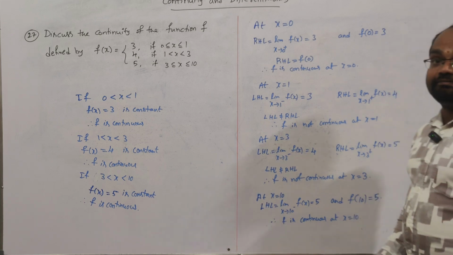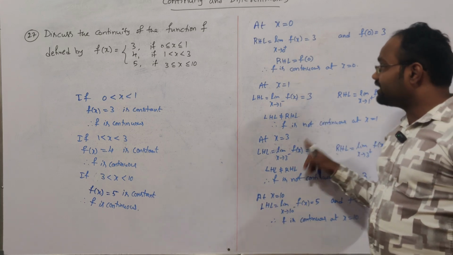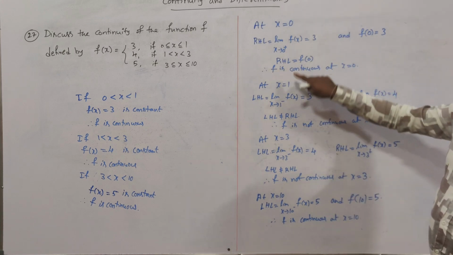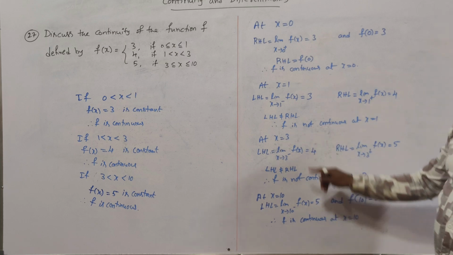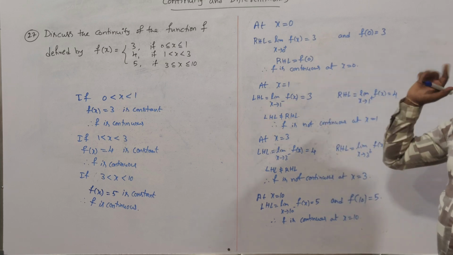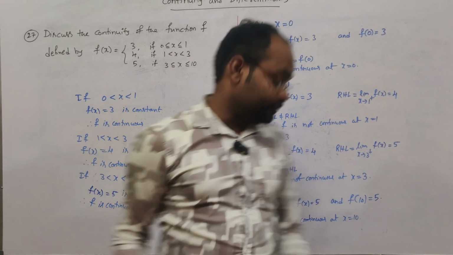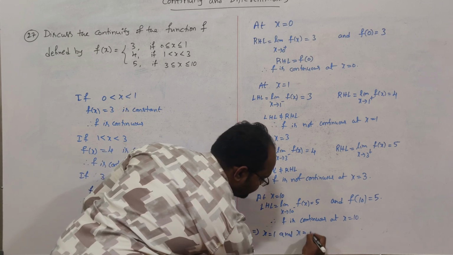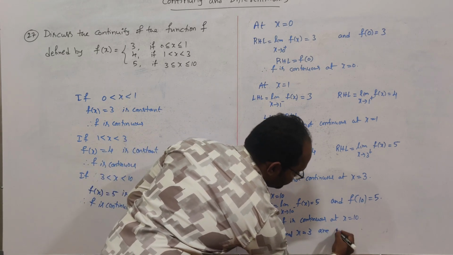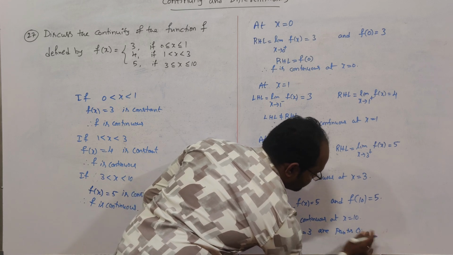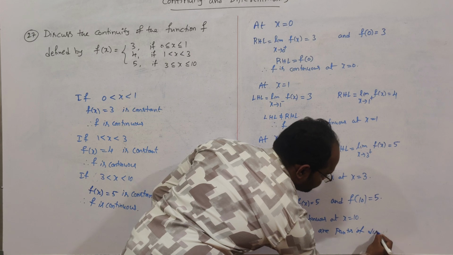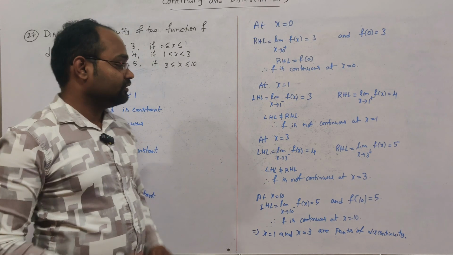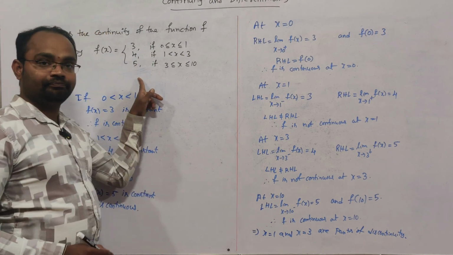So therefore the function is discontinuous only at x equal to 1 and at x equal to 3. We have checked at 4 points; at every point except 1 and 3 it is continuous. Therefore 1 and 3 are the points of discontinuity for this function, so that we can conclude. So x is equal to 1 and x is equal to 3 are points of discontinuity for the function given, right?